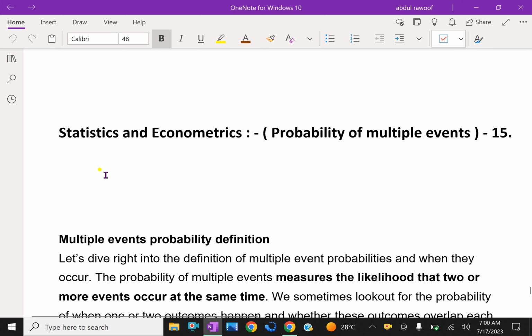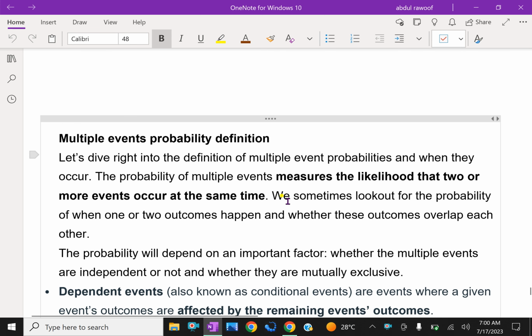Welcome to Academy.com. In statistics and econometrics, let us discuss the probability of multiple events. What are multiple events?